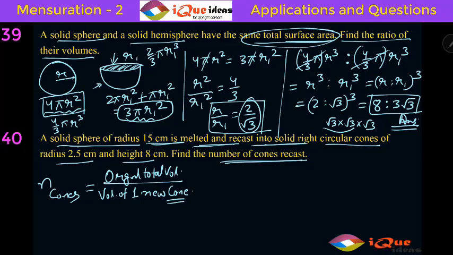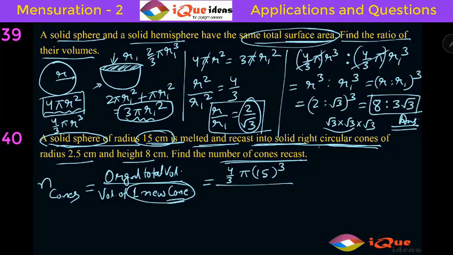Okay, because from the question it is clear that all the circular cones have the same size. So if I find the volume of one cone and divide the original total volume, we'll get the number of cones formed. Now the original total volume will be taken for the solid sphere, radius 15 centimeters. So I'll write it here. It is 4 by 3 pi, radius is 15, so 15 cube.